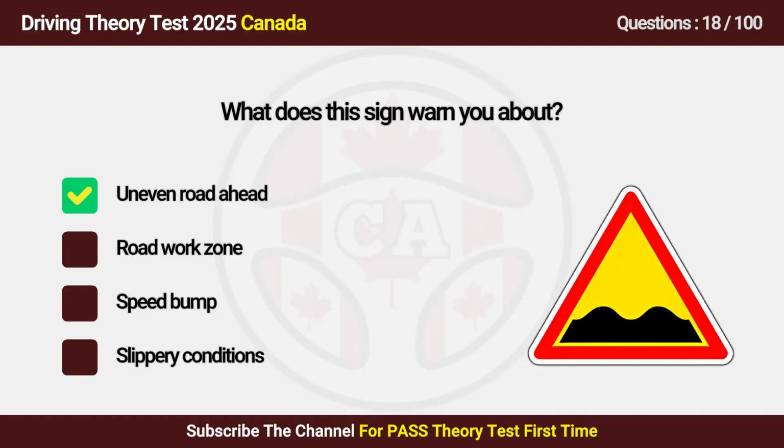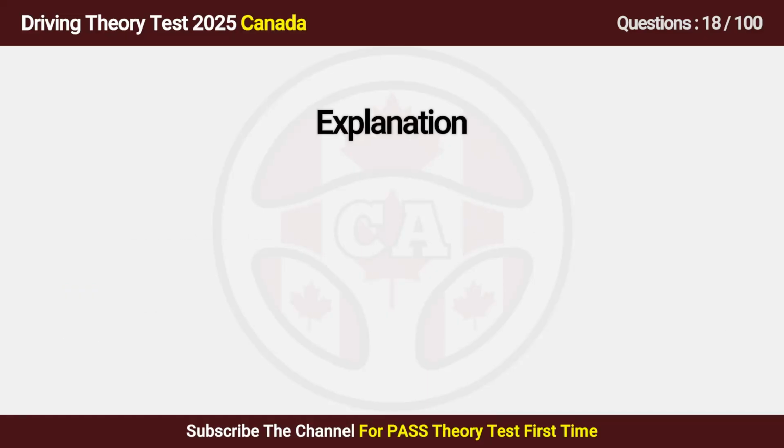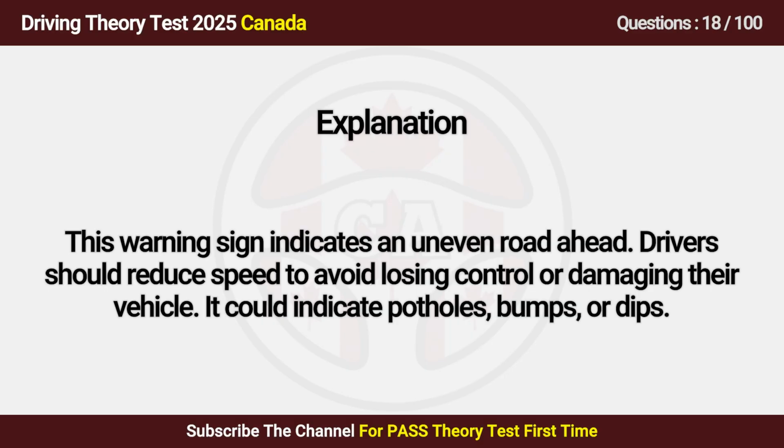Answer is A. Uneven road ahead. This warning sign indicates an uneven road ahead. Drivers should reduce speed to avoid losing control or damaging their vehicle. It could indicate potholes, bumps, or dips.